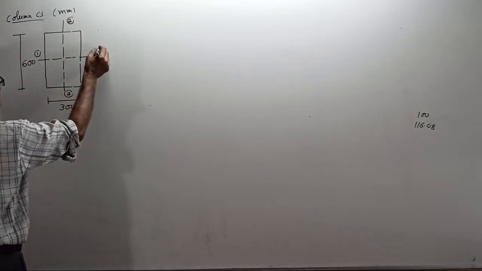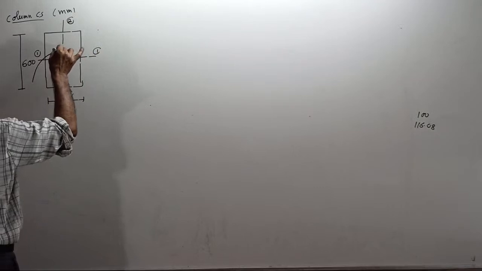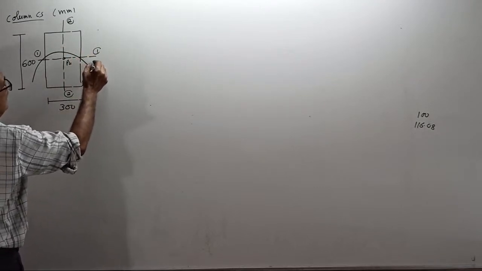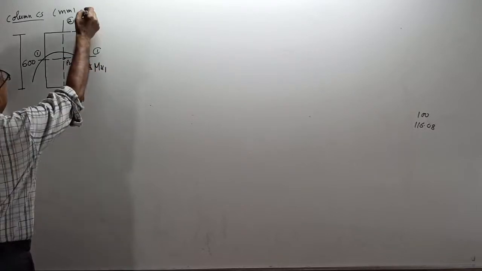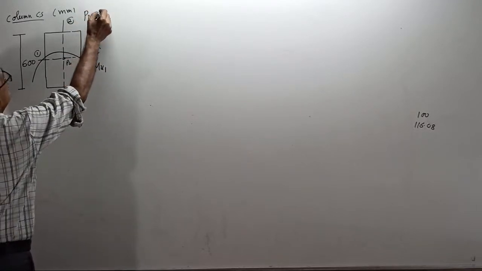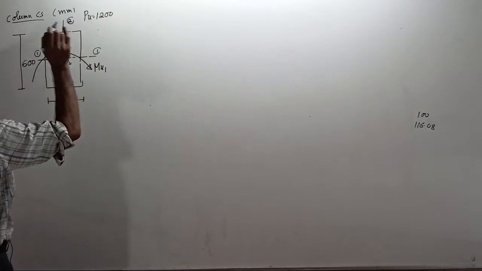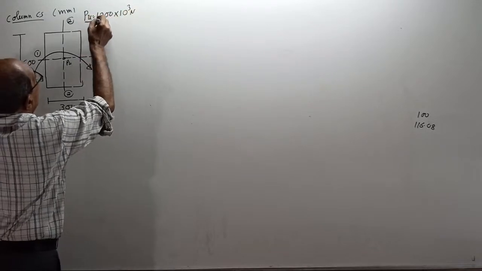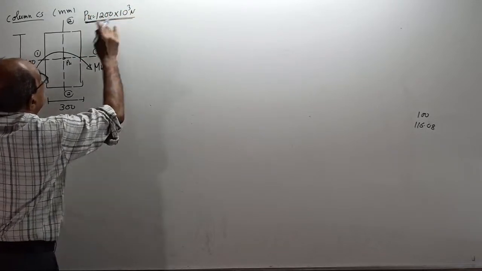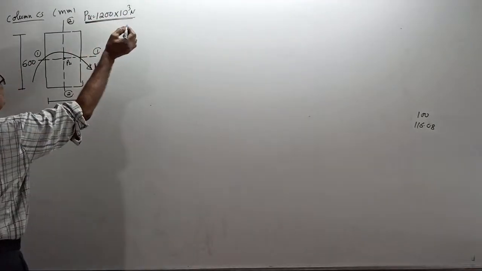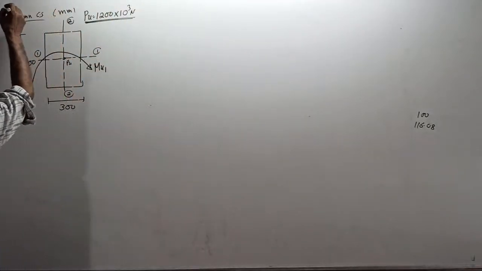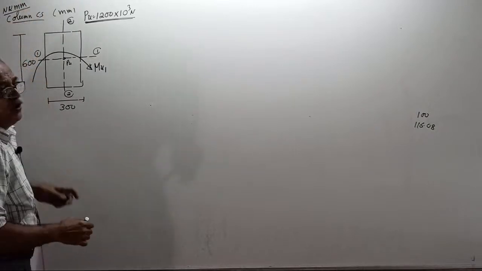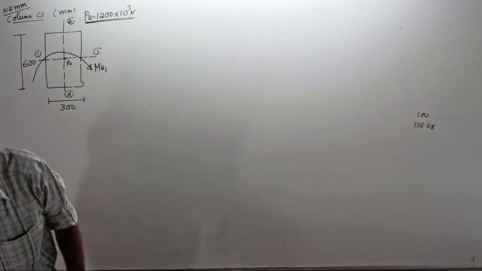This is 1-1. And a factored BM, PU, is acting here, and a factored BM MU1. See, PU equal to 1200 kilonewton. Do one thing: write it as 1200 into 10 to the power 3 Newton. Why? When you go for final design, we want Newton millimeter. Remember, you write everything in Newtons and millimeters. Why? In the design part, there is no kilonewton; 10 to the power 6 will be there.